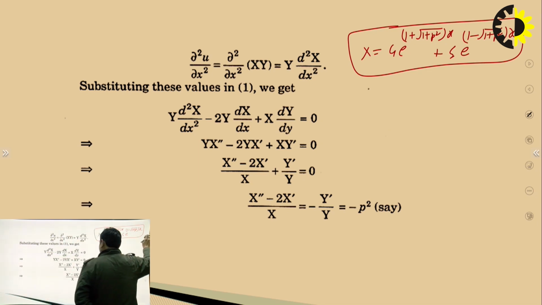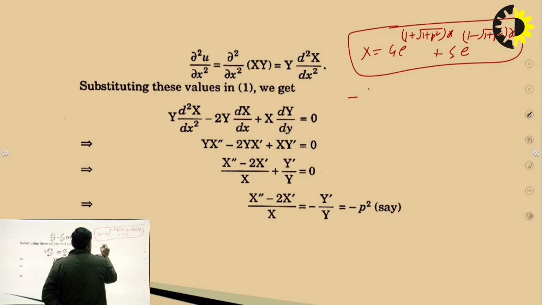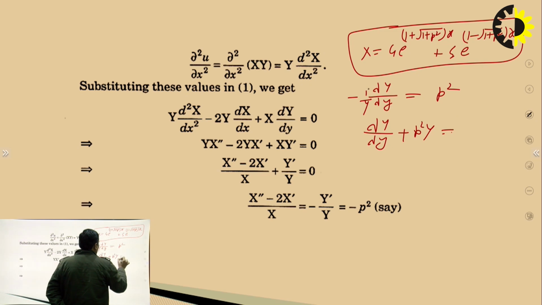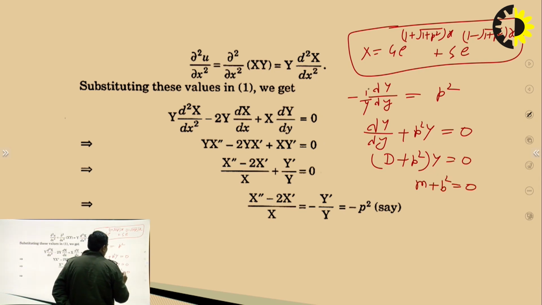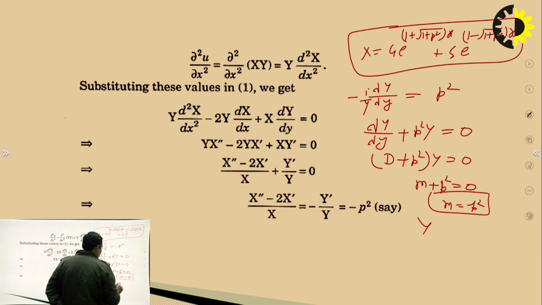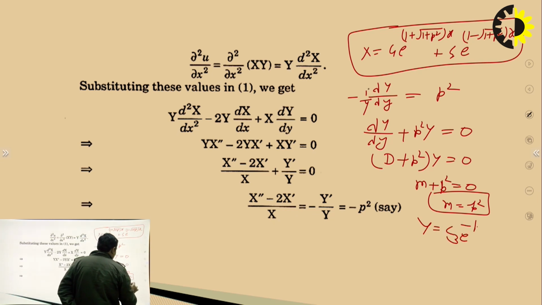Now for y: dy/dy minus 1 upon y equals p², so dY/dy plus p²Y equals 0. First order, so D plus p² of Y equals 0. M plus p² equals 0, m equals minus p². Y equals C3 e to the power minus p² y.